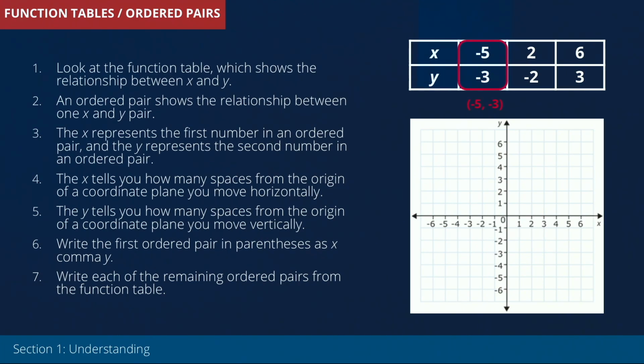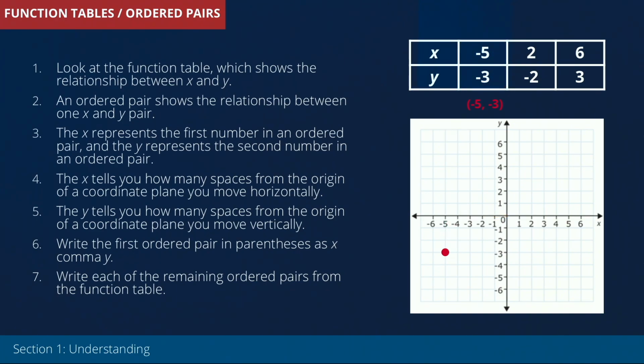First, I see -5 and -3. So if I write that as an ordered pair, you can see I wrote it right there, (-5, -3). Let's focus on the -5. That tells me I'm going to move -5 spaces from the origin horizontally, and then -3 spaces from the origin vertically. So if I'm going to plot that ordered pair, I would put a red dot right there.